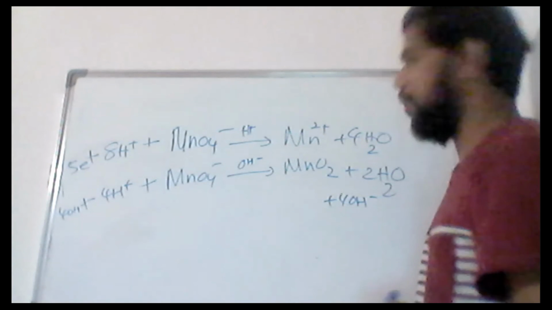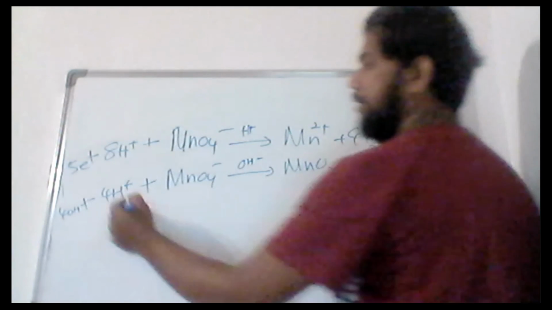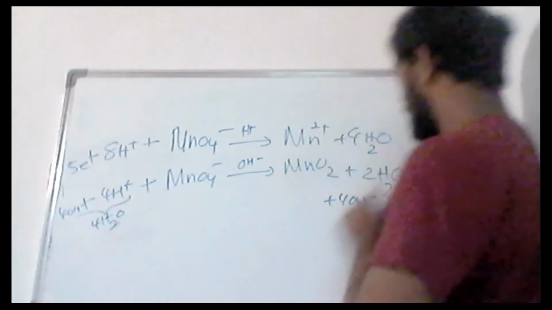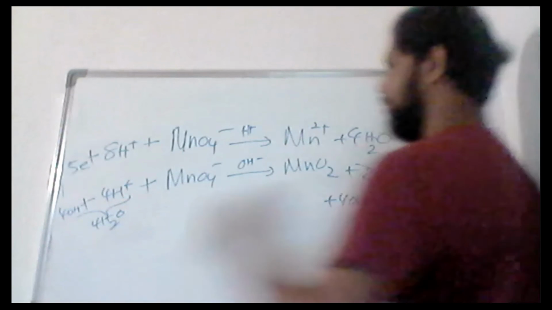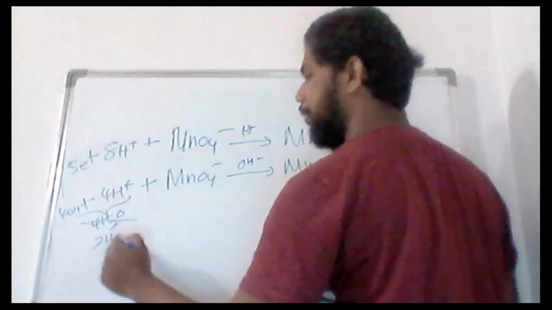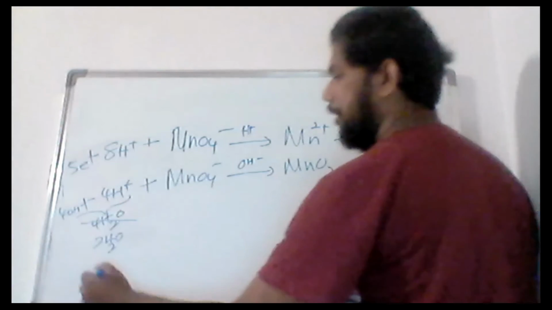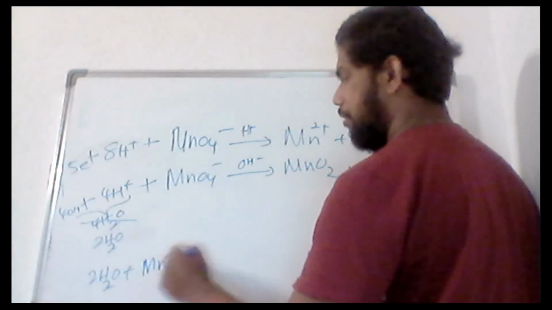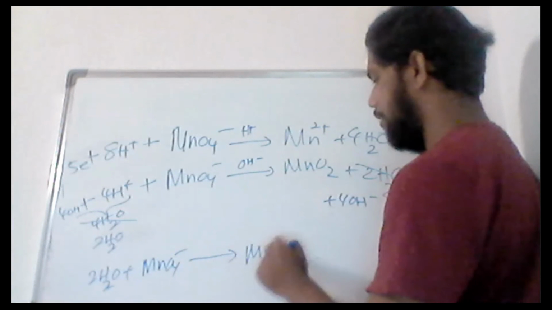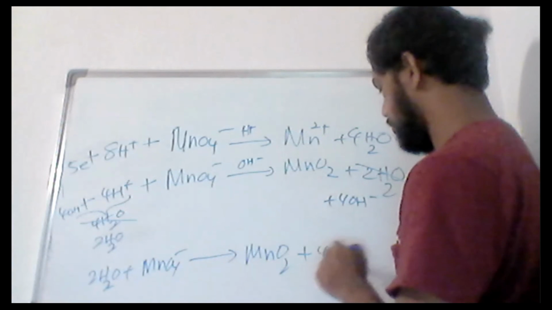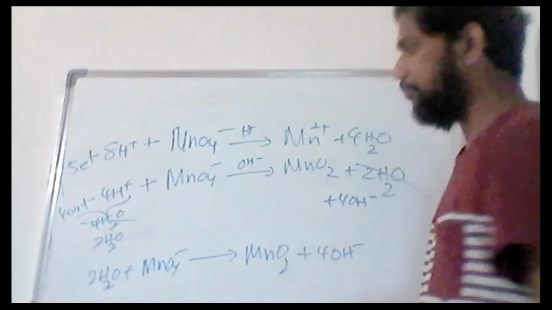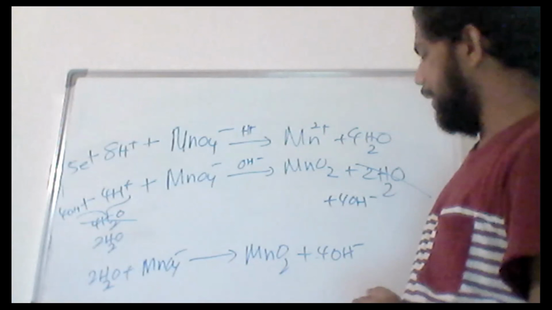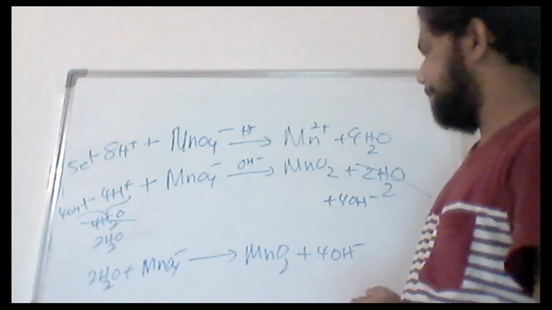Okay. So at the end, 4H⁺ and 4OH⁻ will form 4H2O. And here you have 2H2O. So you can cut this one and this one. There will be 2H2O on this side. So finally, you have 2H2O plus MnO4⁻, you have MnO2 plus 4OH⁻. Okay, so this is the idea, right?